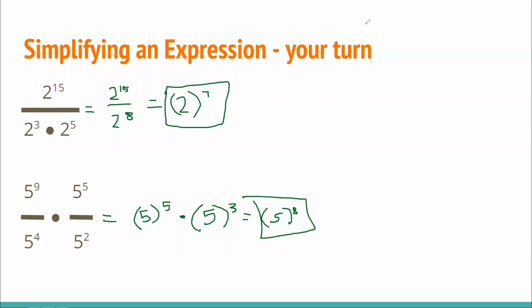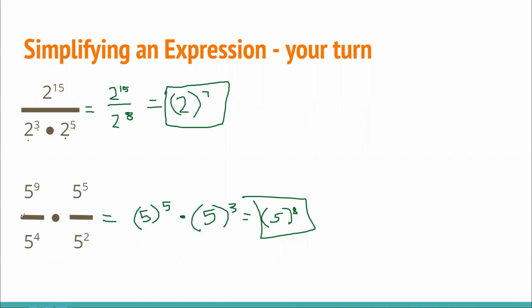And here are your answers. So for this first one, we're multiplying on the bottom. That multiplication is going to be addition because we've got two bases that are the exact same number, and we have two exponents. So 3 plus 5 gives me an 8, and then we're subtracting those two, which gives me 7. So it's 2 to the 7th power.